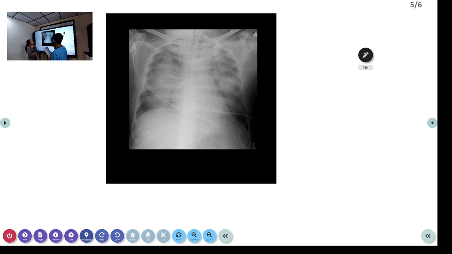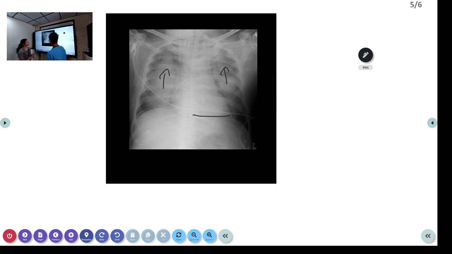What is there in the x-ray? Right and left, there is non-homogeneous opacity. Is it like pneumonia or cardiac failure? More like pneumonia, but it is central, so it should be cardiac failure. There is bilateral non-homogeneous opacity seen, and there is also cephalization of the vessels. Cardiomegaly, we cannot tell since it is an AP film. Okay, then what is there? Looking more like cardiac failure. He is a known case of cardiac failure. Past history of cardiac failure is there. Okay. So looking more like he is having LRTI along with cardiac failure.